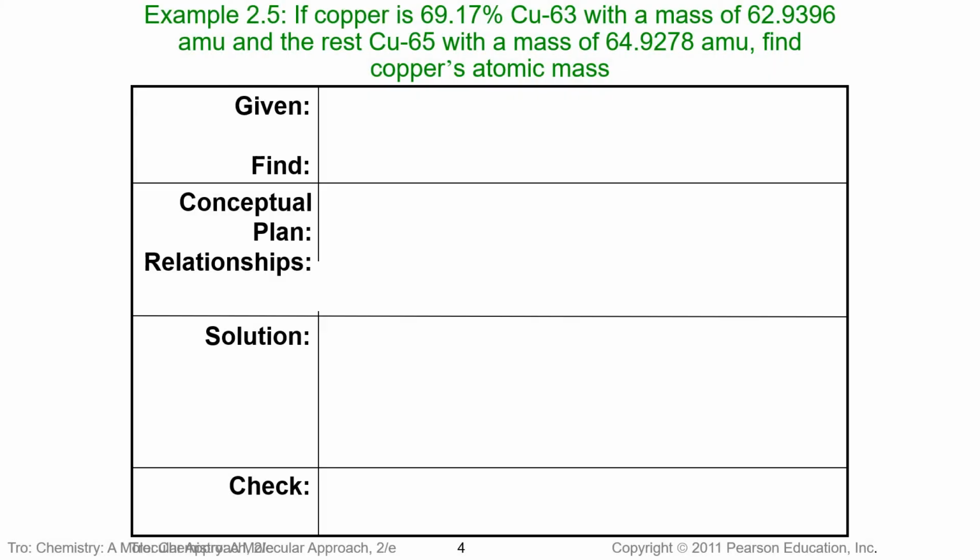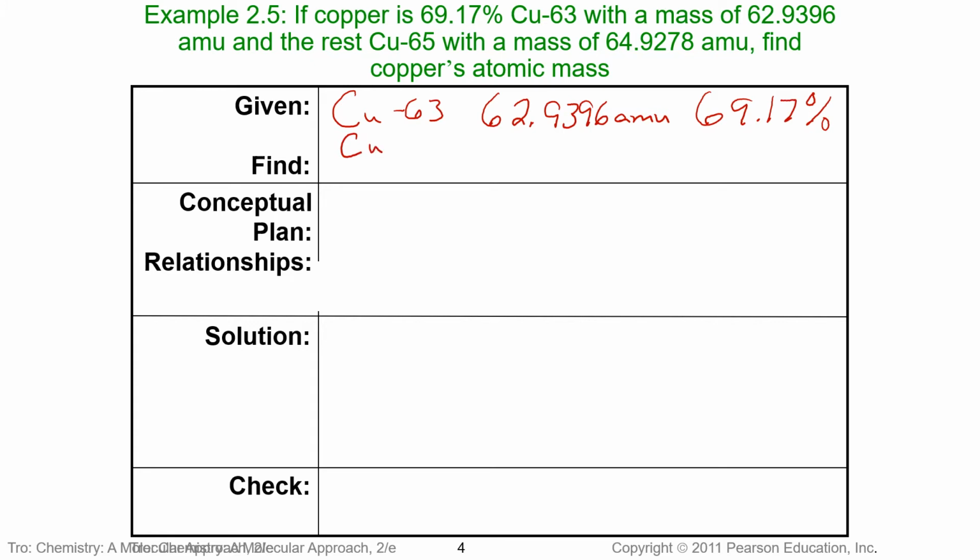We're going to find the atomic mass of copper. It has 2 isotopes, so we have copper 63, which has a mass of 62.9396 atomic mass units, and we're told that its abundance is 69.17%. And again, this information comes from our mass spectrometer.